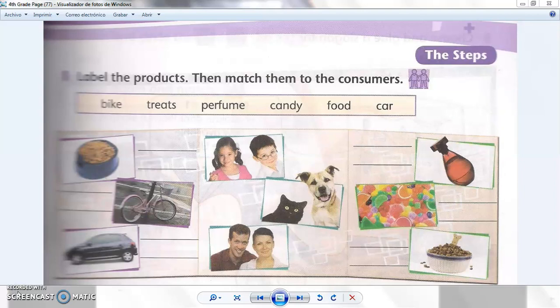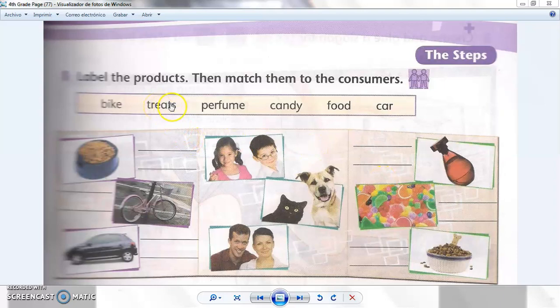Let's solve this one. We're going to label the products. We're going to match them to the consumers, and we're going to do that. First, we're going to write the words bike. Which one of these is a bike? And you're going to write it. You're going to write it like here, okay? Bike. Which one is the bike?